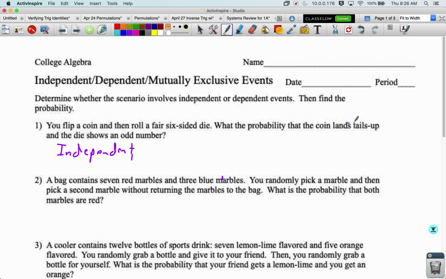So the probability that the coin lands tails up, that's a 1/2 probability. And that the die shows an odd number, that's a 3 out of 6, also 1/2. 1/2 times 1/2 is a 1/4. All right, problem number 2.